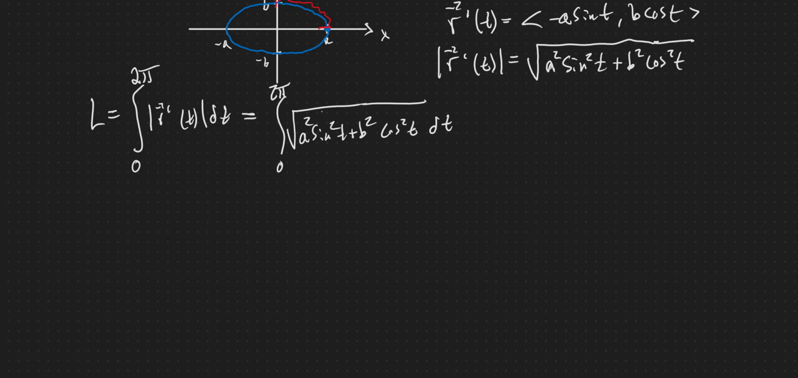So what I'm going to do is divide everything through by a squared, so I'm going to pull out a squared.